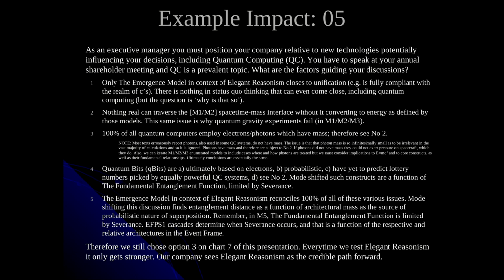Example 5, as an executive manager, you must position your company relative to new technologies potentially influencing your decisions, including quantum computing. You have to speak at your annual shareholders meeting, and quantum computing is a prevalent topic. There is a point here, and we numbered them in order here: only the emergence model in context of elegant reasonism closes to unification. That is to say, it is the first fully compliant model with the realm of C's, one of which is closure. There's nothing in status quo thinking that can come close to that, and that includes quantum computing. But the question is, why is that so?